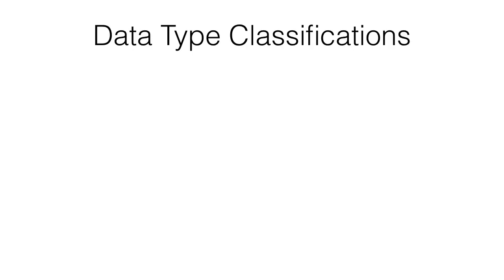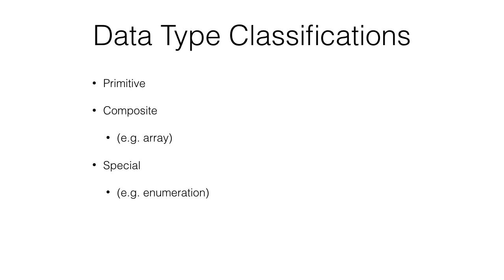So let's talk about data type classifications. Every language has these types of classifications. They may also have other types, but these are the basic ones. There are primitives. There are composites. Those composites, for example, are like arrays. That's one good example. There are specials, such as enumeration. There are abstracts, such as objects.